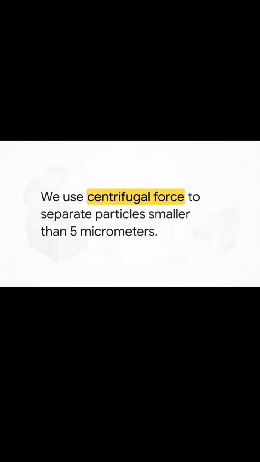You might be wondering, why do we even need a machine to do this? Well, simple gravity just doesn't cut it for particles smaller than 5 micrometers. At that microscopic scale, particles don't just settle down. They're constantly bouncing around in what's known as Brownian motion. It's kind of like a chaotic microscopic mosh pit.